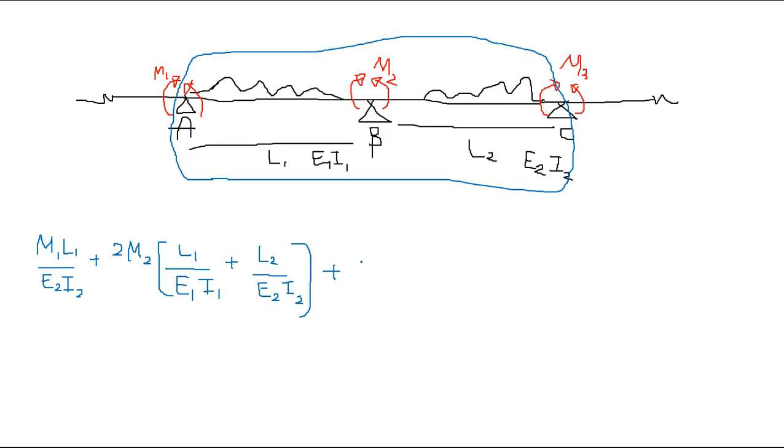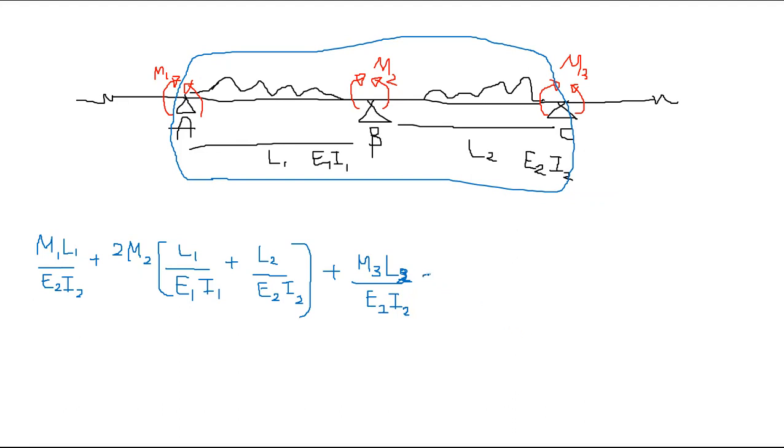So you can write M3 L2 over E2 I2. And this is equal to, right?